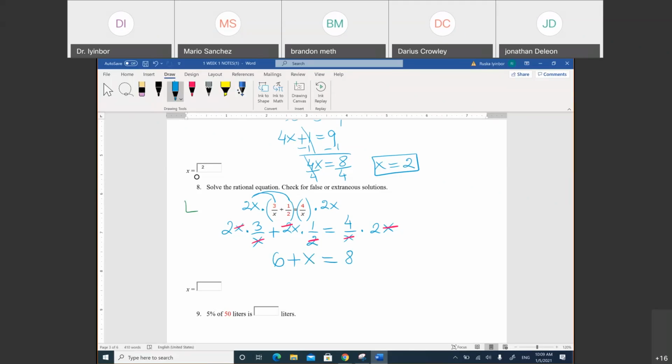So when you see what is left, write it down. We have 6 plus x equals 8. And then x is on one side already. We're going to subtract 6 to move it to the other side. And 6 minus 6 is 0. So you have x equals 2. That's correct. So you have x equals 2.